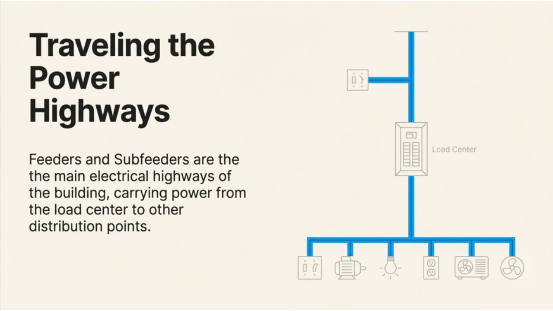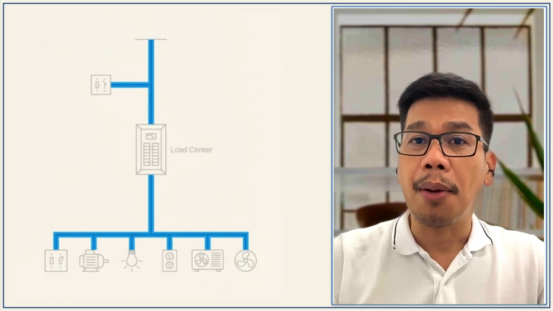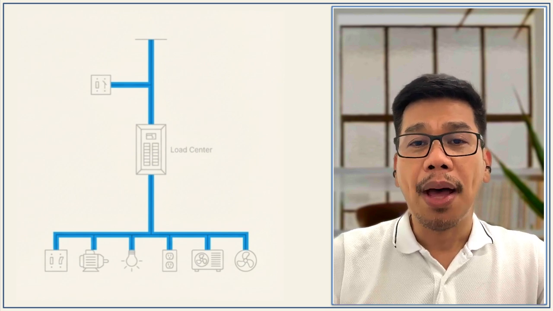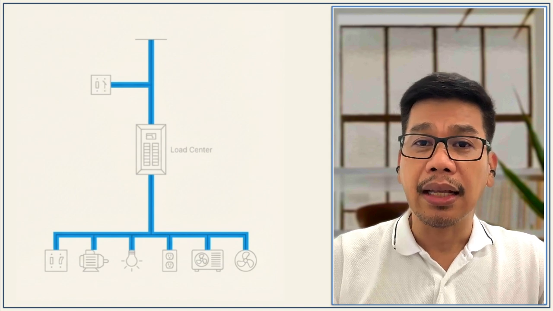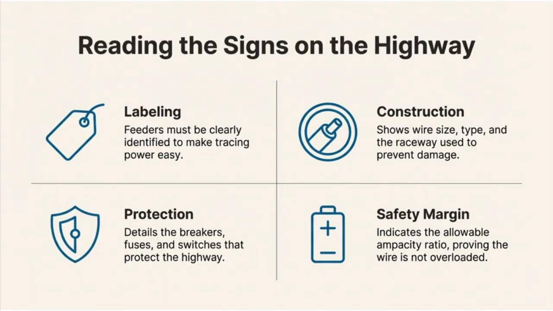If we observe the power highways, from the load center, power is distributed through feeders and subfeeders. These are the conductors that carry electrical energy to different parts of the electrical system. They are essential for delivering power efficiently and must be properly sized and identified. Ito yung parang main line. Dito dumadaan lahat papunta sa iba't ibang area ng ating electrical system. We need to know how to read the signs on the highway, and we need to know how to read the one-line diagram. Isa yan sa mga skill na dapat nating matutunan.